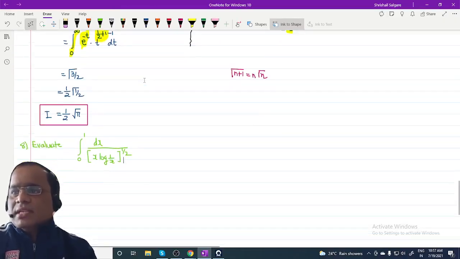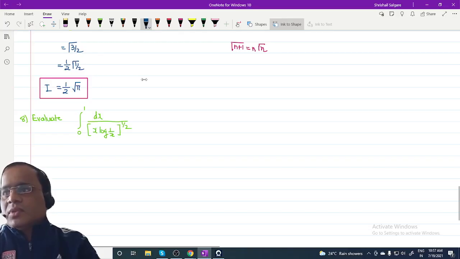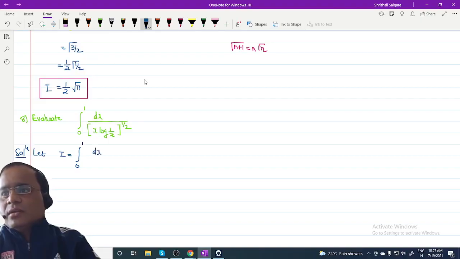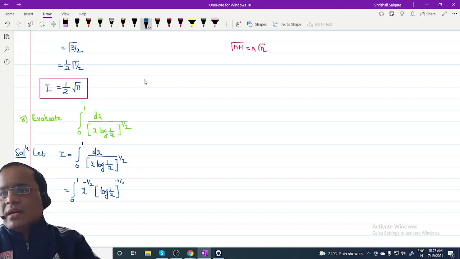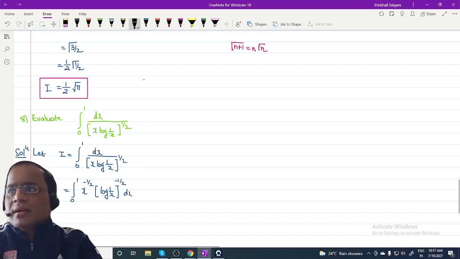Okay, now call this integral I, and use the common part. So let I be equal to the integral from 0 to 1 of dx divided by x into log of 1 by x raised to 1 half. Further it can be written as the integral from 0 to 1 of x raised to minus 1 half into log of 1 by x raised to minus 1 half dx. Okay, again, Kavita, can you tell what will be the substitution?